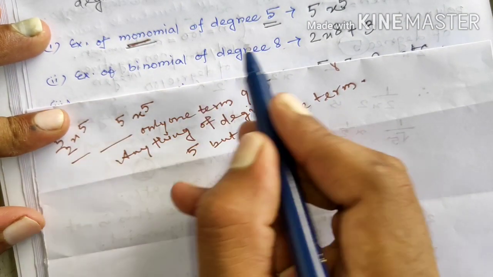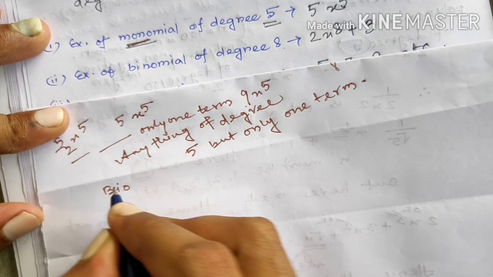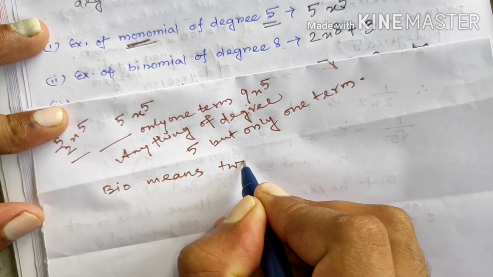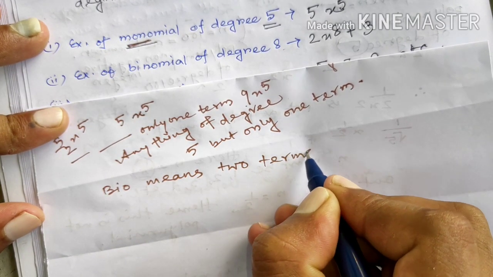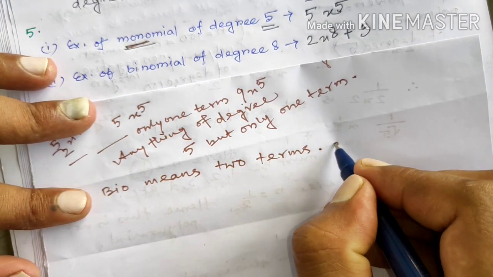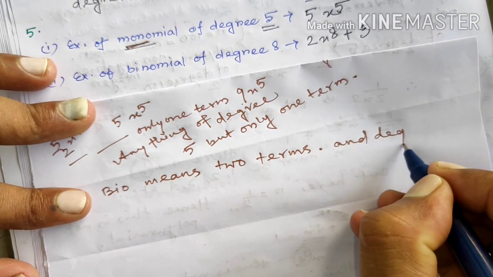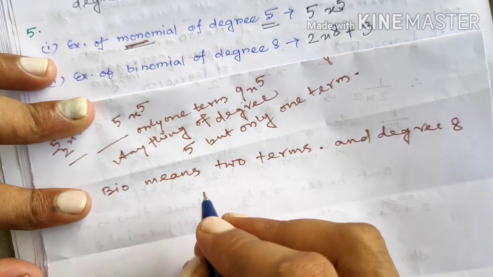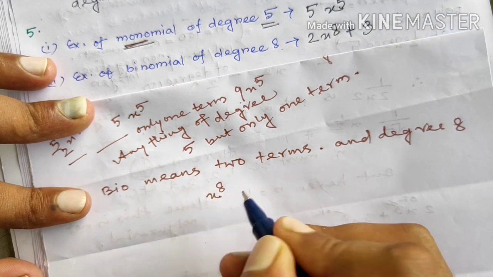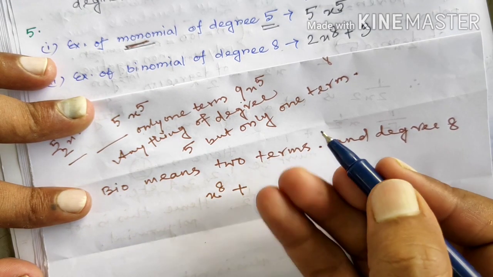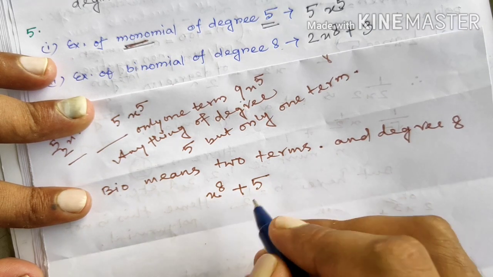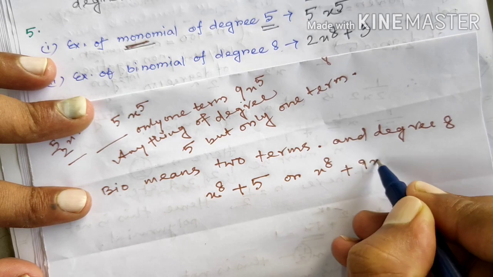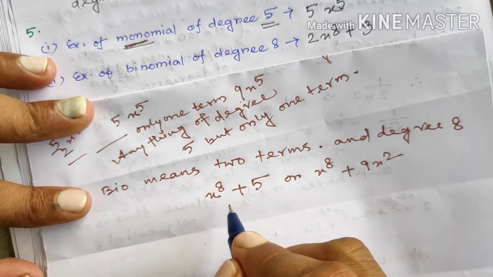The example of a binomial of degree 8. Bi means 2. You can write here 2 terms. And the degree must be 8. Is it okay to you?